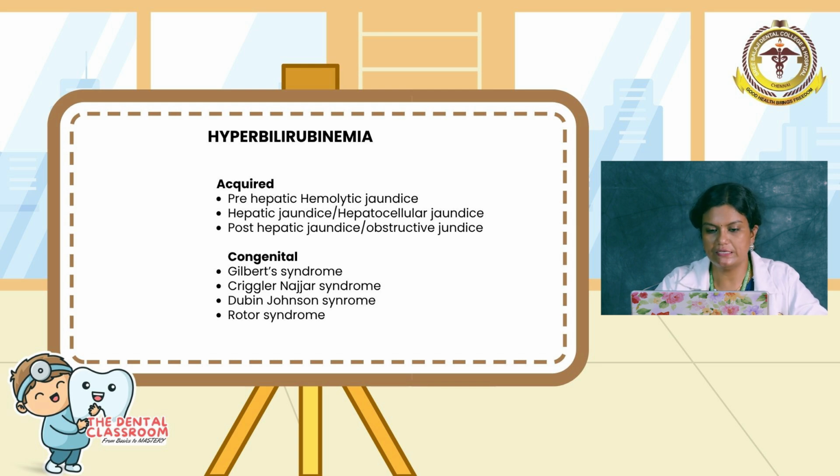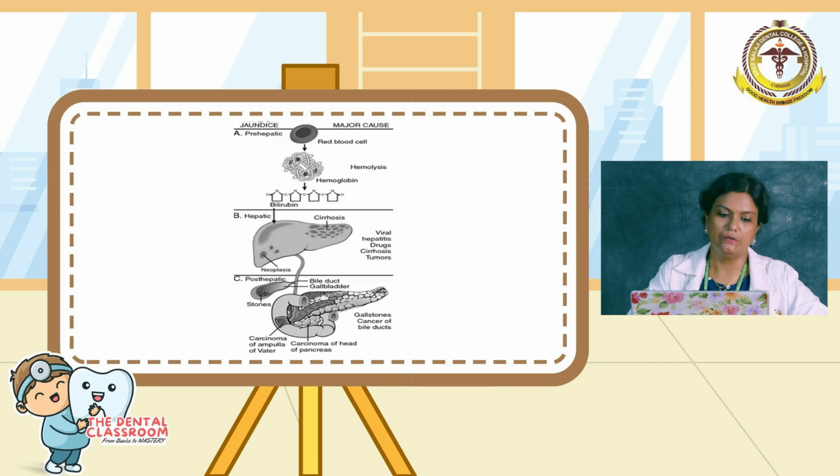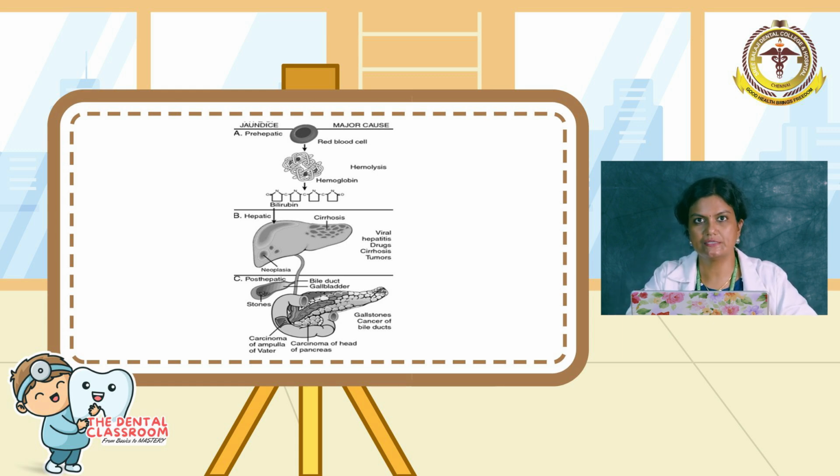So, let us begin the series with acquired jaundice. The different types of acquired jaundice are prehepatic jaundice, hepatic jaundice and posthepatic jaundice. Prehepatic jaundice, as the name indicates, the liver is functioning normally, whereas the abnormality is before the pigment, the heme molecule, reaches the liver.